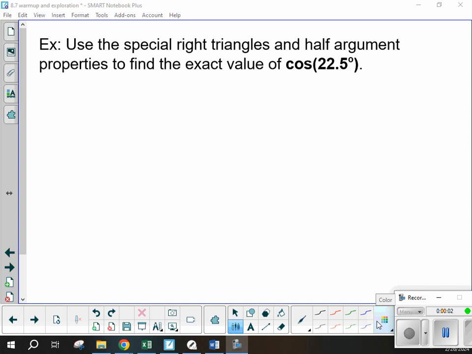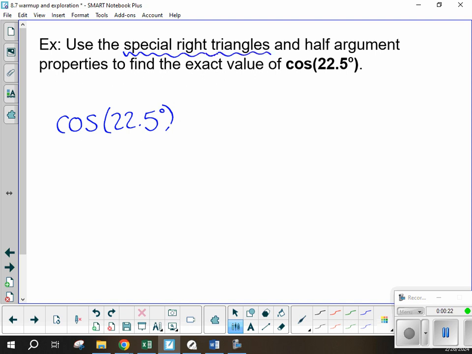Okay, in this example, we are going to try without a calculator to find the exact value of cosine of 22.5 degrees. Now, if you read that problem carefully, there are two pretty significant hints in here. First, they say we're going to use the special right triangles, as in either a 30, 60, 90 or a 45, 45, 90. And also, they suggest using the half argument properties to do this.